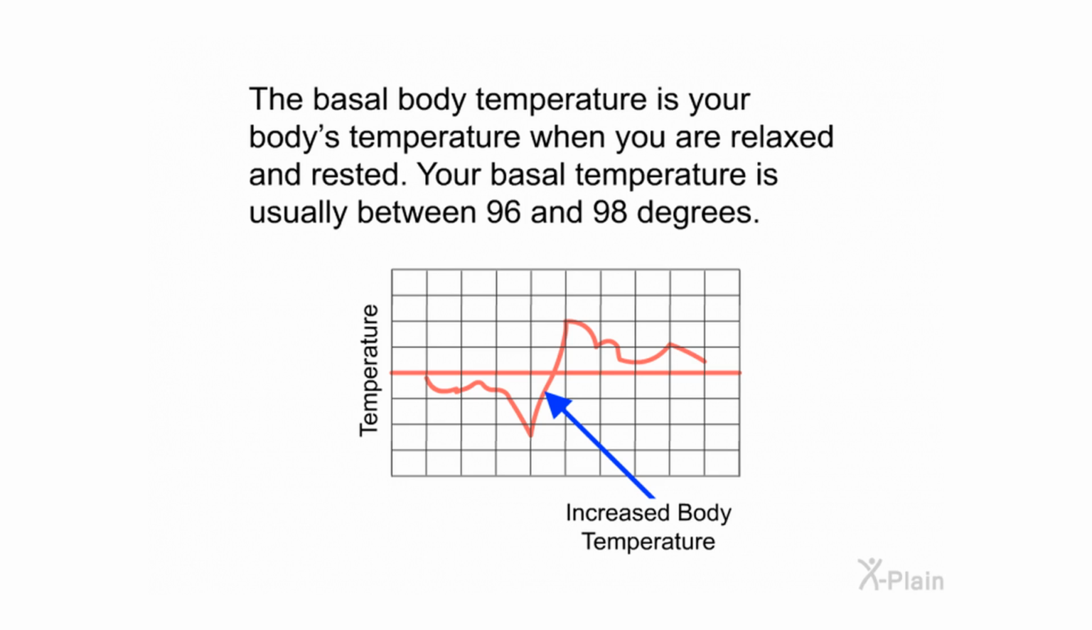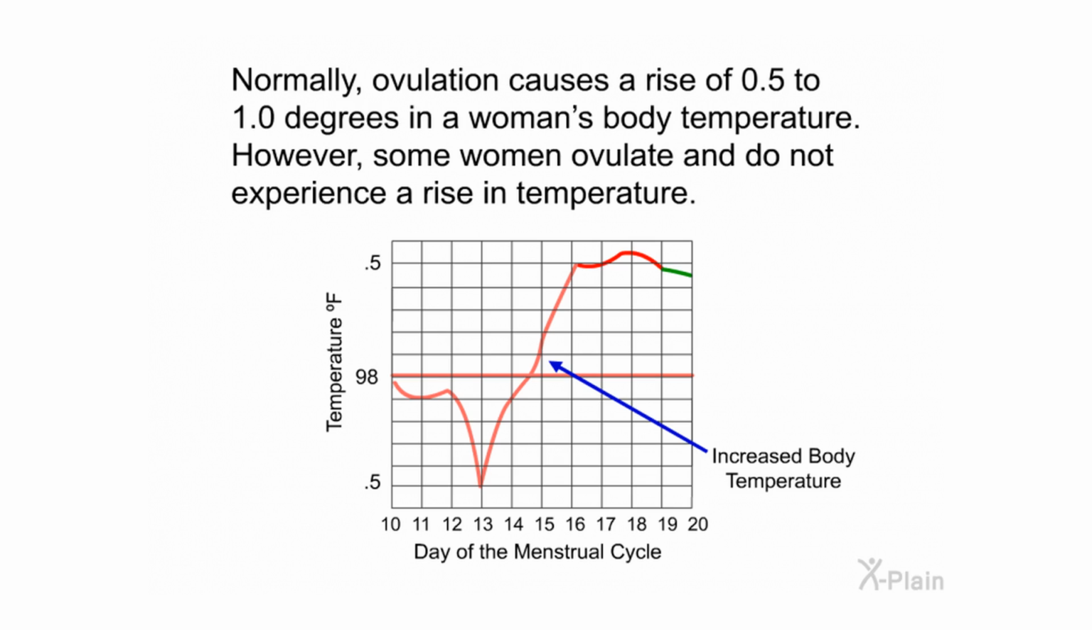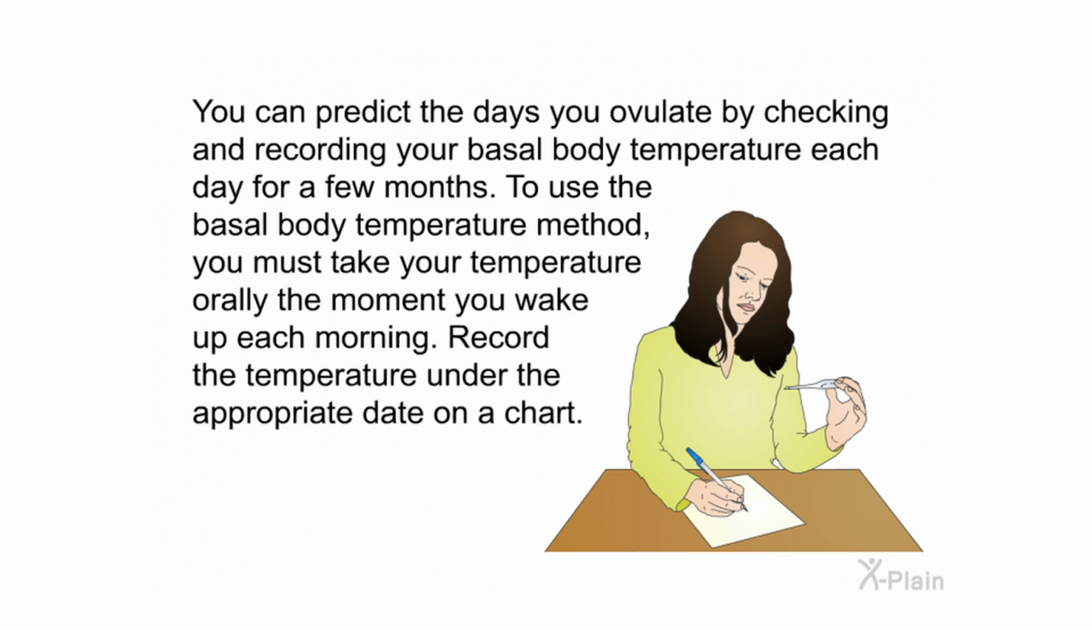The basal body temperature is your body's temperature when you are relaxed and rested. Your basal temperature is usually between 96 and 98 degrees. Normally, ovulation causes a rise of 0.5 to 1 degrees in a woman's body temperature. However, some women ovulate and do not experience a rise in temperature. You can predict the days you ovulate by checking and recording your basal body temperature each day for a few months. To use the basal body temperature method, you must take your temperature orally the moment you wake up each morning. Record the temperature under the appropriate date on a chart.